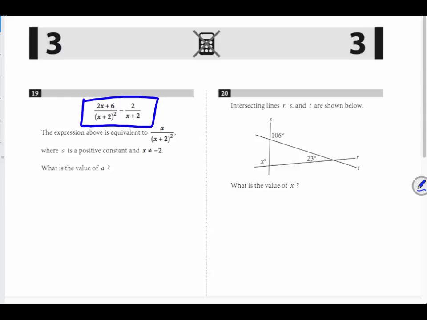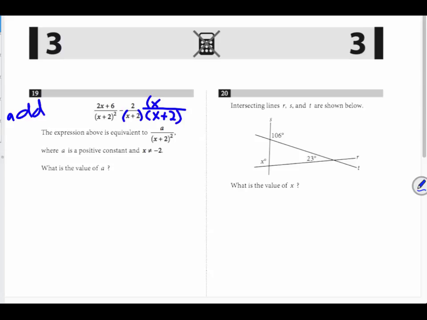So really what we need to do is add these, or subtract, but we'll just say add, and think of it like we're adding a negative number. Now in order to add fractions, we have to have a common denominator. I have to take the second expression and multiply it by x plus 2, and that'll give me x plus 2 squared.